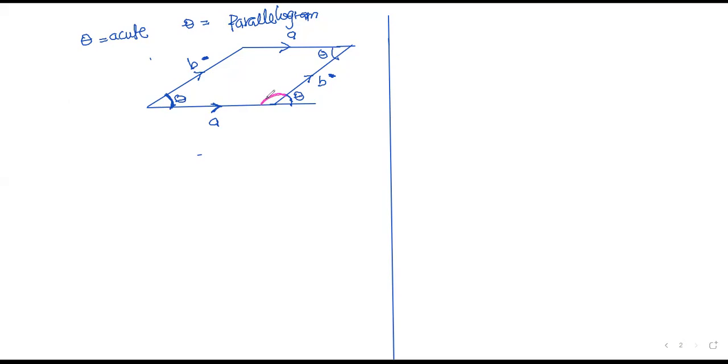If this is theta, what will be this angle shaded in pink? Anybody? 180 minus theta. Exactly. This is 180 minus theta. Thank you. So when we realign and check the direction, we can say that the resultant vector will be drawn from the tail of A to the head of B.